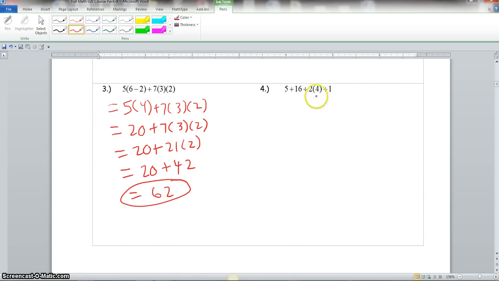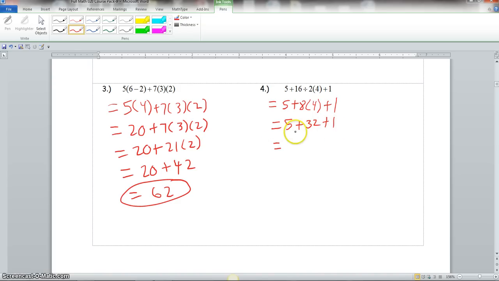We know that division and multiplication have the same rank, and it just so happens that division comes first here. So we would divide first. 16 divided by 2 is 8. Then times 4 plus 1. Now, we will multiply next. So we will have 5 plus 32, because 8 times 4 is 32, plus 1.